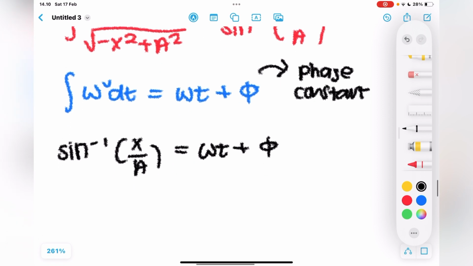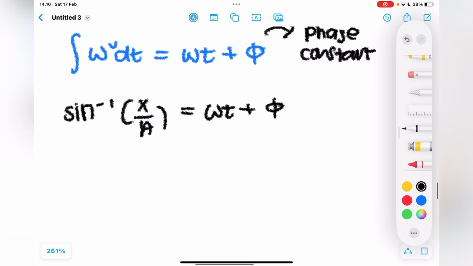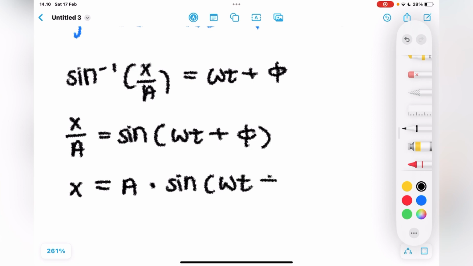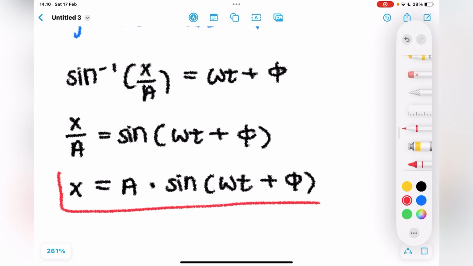And if we move the sine to the right, it's going to be x over a equals sin of omega t plus phi. And if we move the a to the right, then it's going to be x equals a times sin of omega t plus phi. So this is the result, and this is how you can find the displacement from the equilibrium.